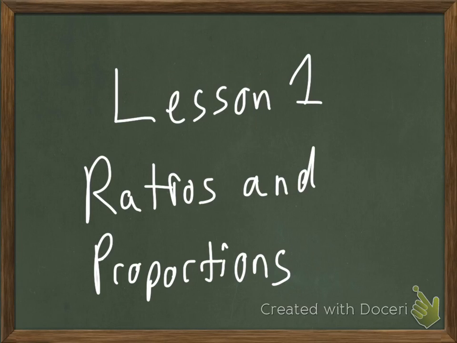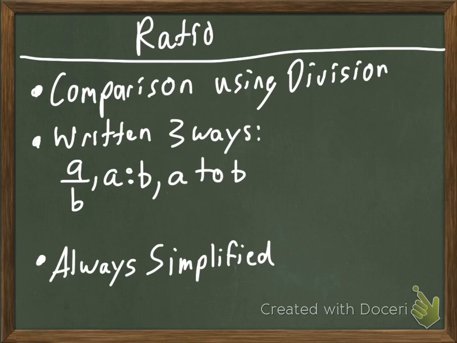Okay, welcome to the first lesson of Unit 9, Lesson 1, Ratios and Proportions. A ratio is a comparison using division, and it can be written in three ways. It can be written as a fraction, A over B.